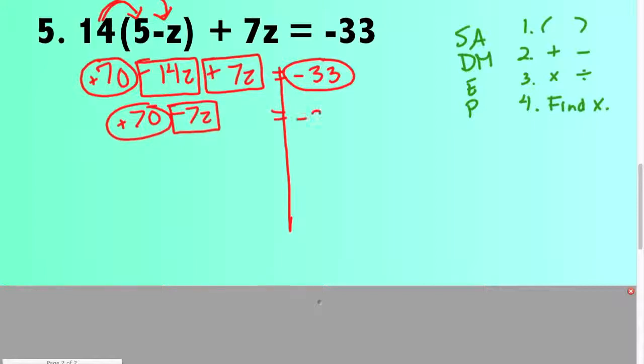Equals negative 33, because I've not done anything with my negative 33 yet. So I'm just going to drop it down. Now I'm working on this second line right here. First thing I'm going to do, remember, is subtraction or addition after I do my parentheses, which I already did. So I'm going to do addition and subtraction.